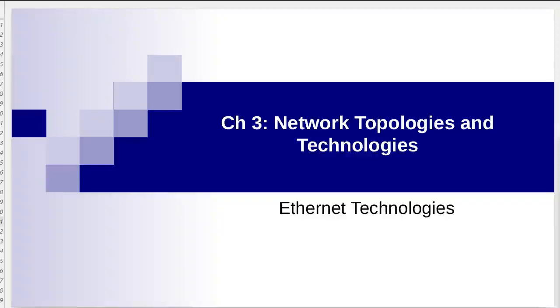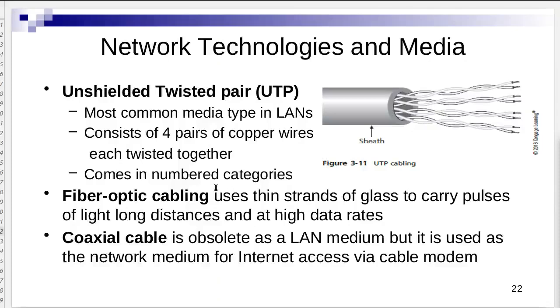Next up, we take a look at some of the details of Ethernet technologies. As we saw in early lectures, we use unshielded twisted pair cables. This is the most common media type in local area networks. These are usually 4 pairs of copper wires twisted together in pairs, and it comes in, as we saw, numbered categories from 1 to 8. Typically you see Cat 5 and Cat 6.